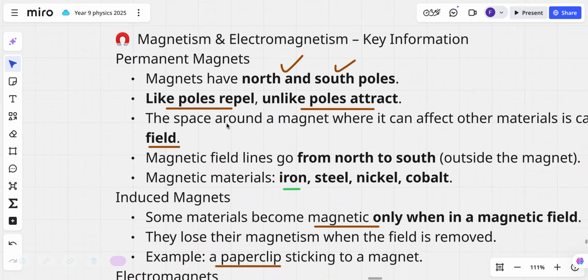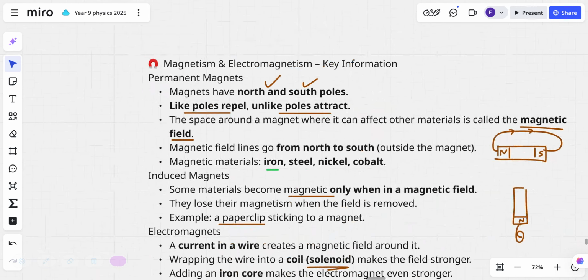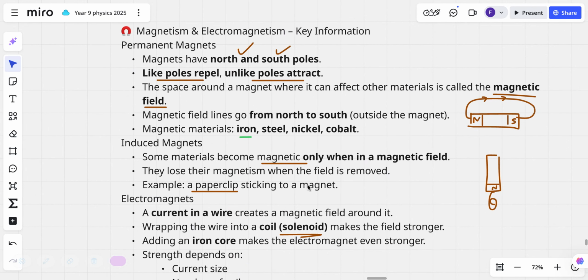Last week we looked at magnetism in a quite complex way. Not so much this time. I'm going to show you some complicated ideas, but we're just really going to talk about it.